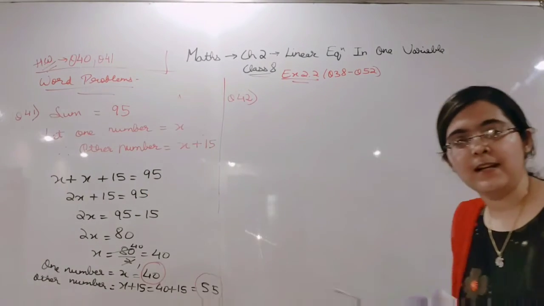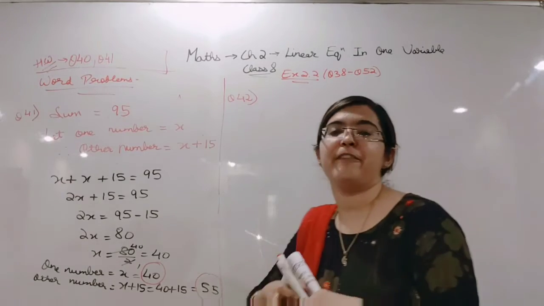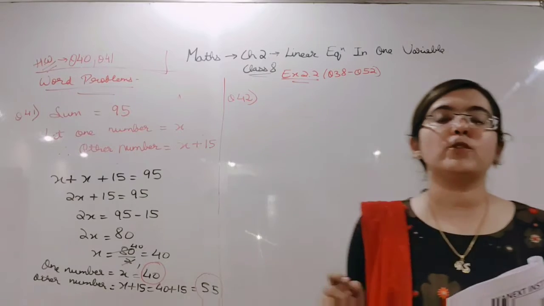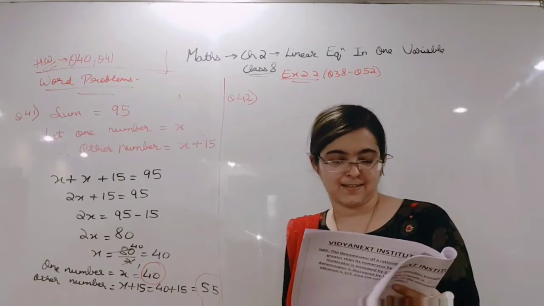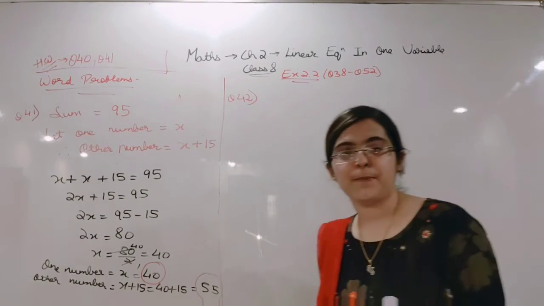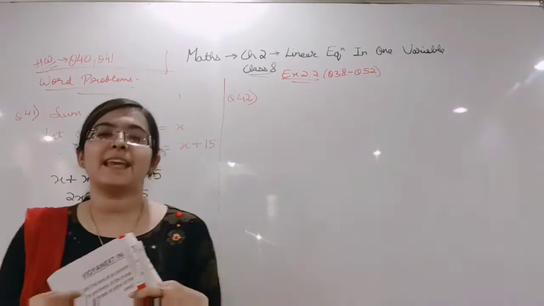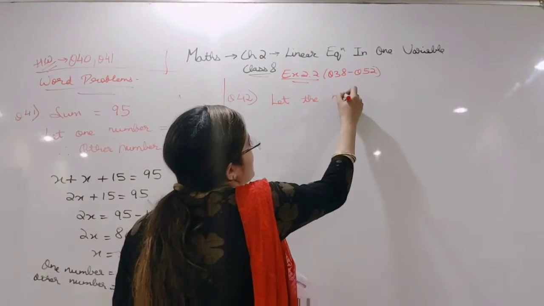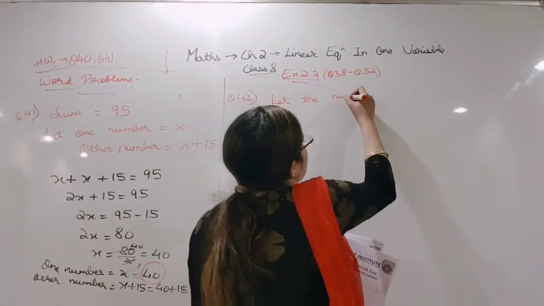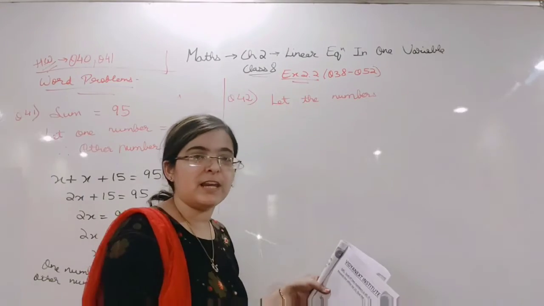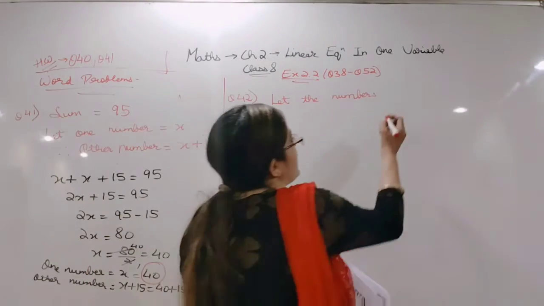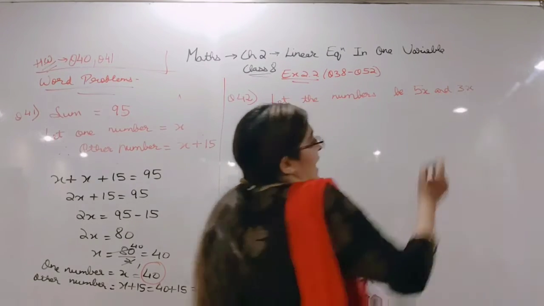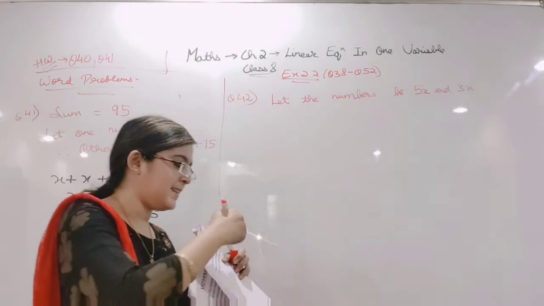Question 42 says that two numbers are in the ratio 5:3. Students, whenever a ratio is given, what you have to do? You have to assume it as 5x and 3x. And they differ by 18. That means their difference is given as 18. So what will we assume? First read the question properly. Since it is given as 5:3, whenever a ratio is given, let the numbers be 5x and 3x. We will write, let the numbers be 5x and 3x.